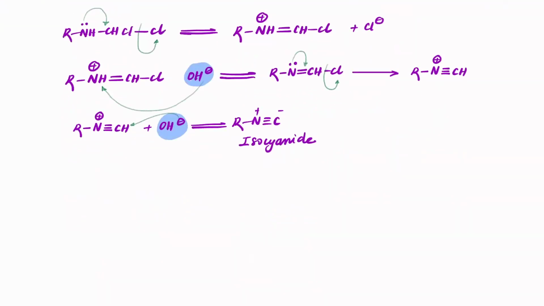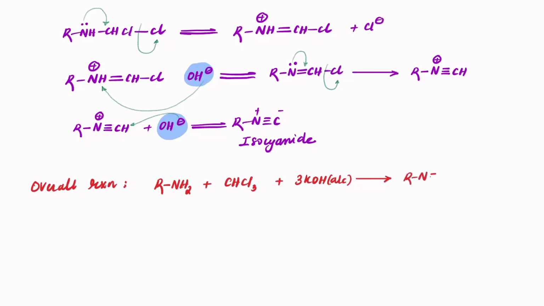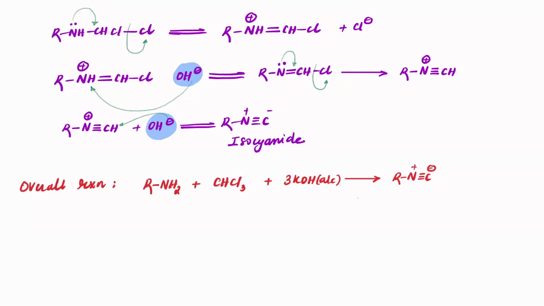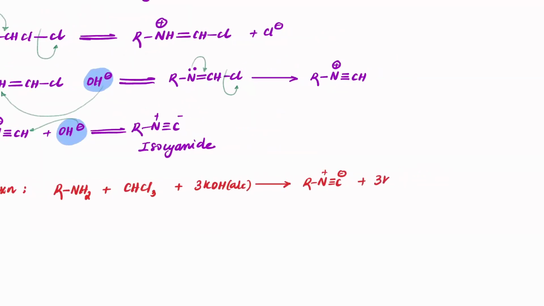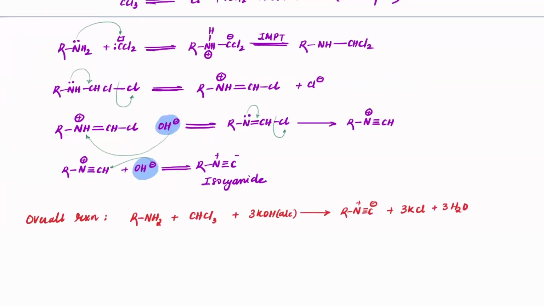So if I write the overall reaction now, the overall reaction includes RNH2 of 1 equivalent reacts with 1 equivalent of CHCl3 with 3 moles of alcoholic KOH to produce 1 mole of Rn triple bond C plus and minus, plus 3 moles of KCl, plus 3 moles of H2O. So this is the overall reaction, everybody.